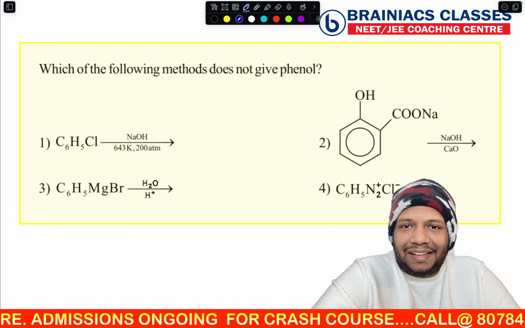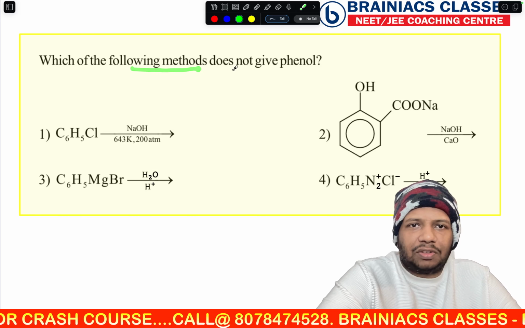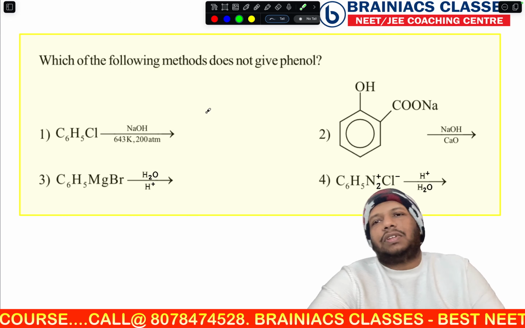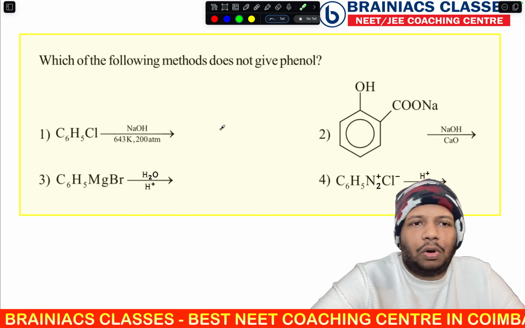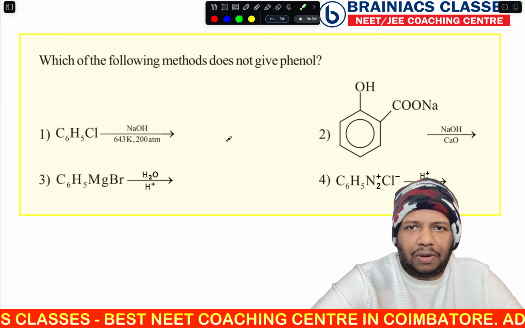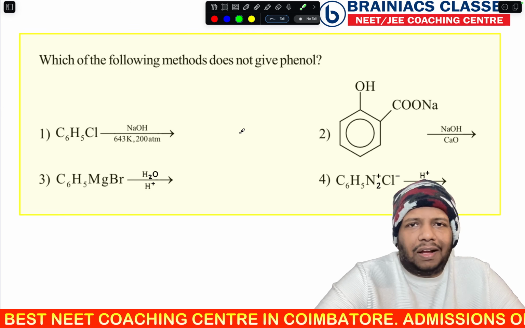So the first question here for you, go through the question. The question is, which of the following methods does not give phenol? The question is all about the preparation of phenols. Different methods are shown here and we need to analyze which method is not going to give you phenol actually. I have explained this in detail.